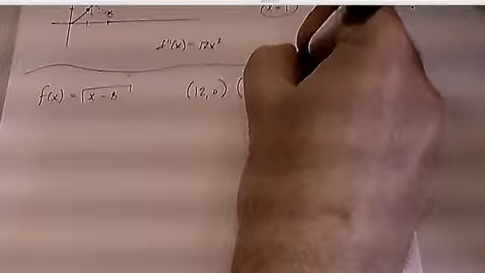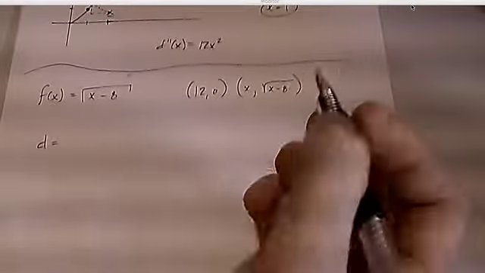Let's say that I am given f of x is equal to root x minus 8, and I want to find the point on there that is closest to (12, 0). Okay, well, I know that that is going to be (x, root x minus 8). And therefore, I know that the distance is going to be the square root, but I'm going to go ahead and dispense with the square root. (x minus 12) squared plus (root x minus 8) squared.